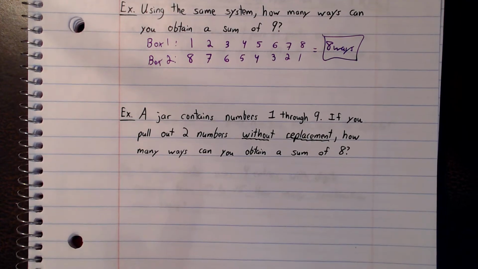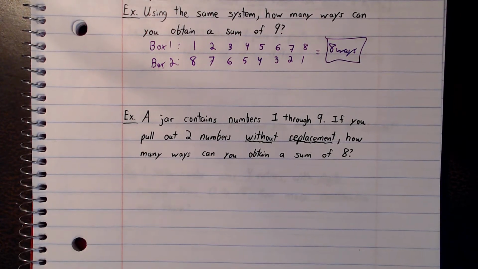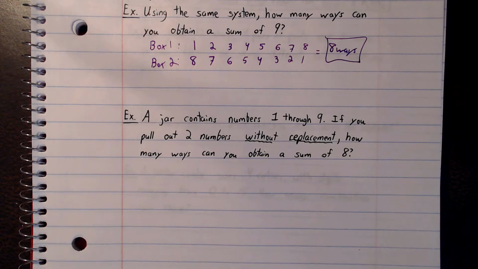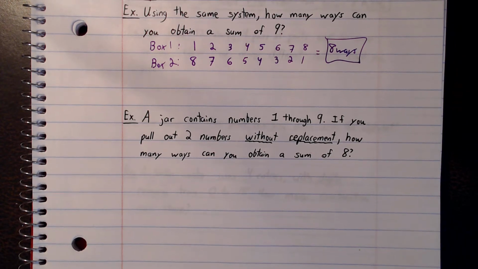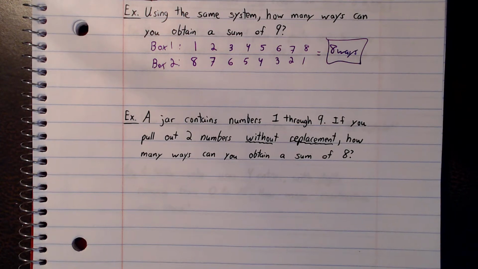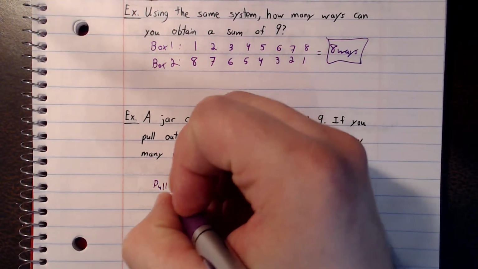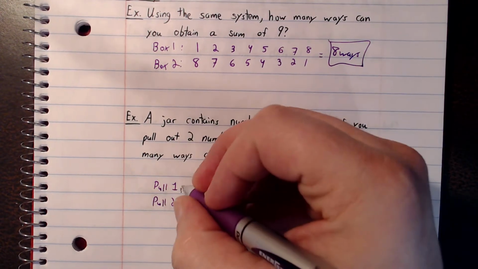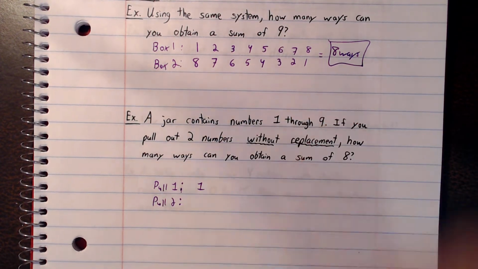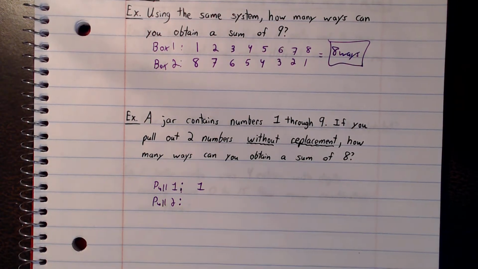Let's mix it up a little bit. This time we have a jar containing the numbers 1 through 9. This time if we pull out 2 numbers without replacement, how many ways can we obtain a sum of 8? So here's the deal. You have your jar, you pull out a number. Let's say on your first pull, you pull out a 1. That means without replacement, you cannot pull out a 1 again in this experiment, right?